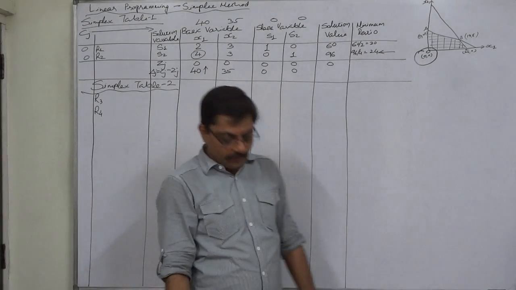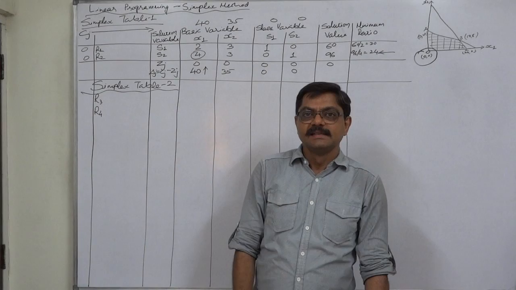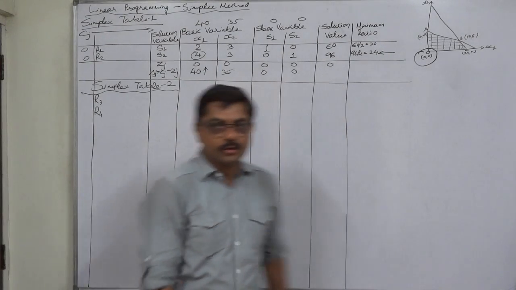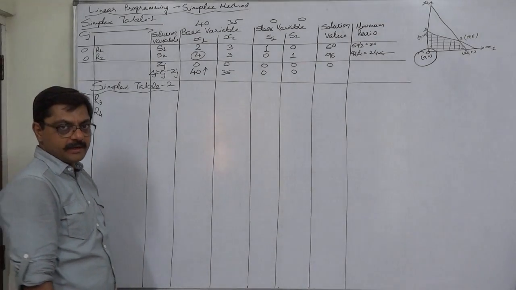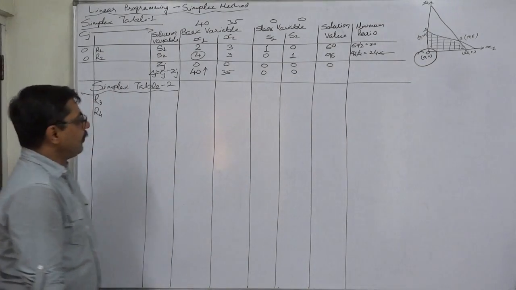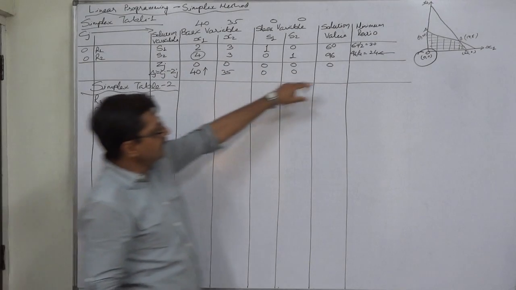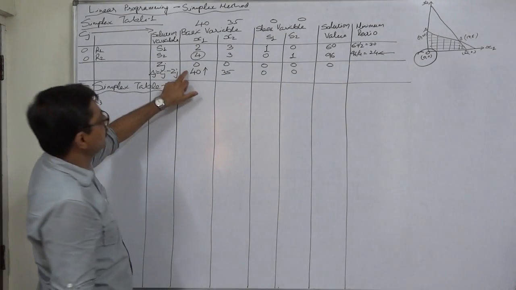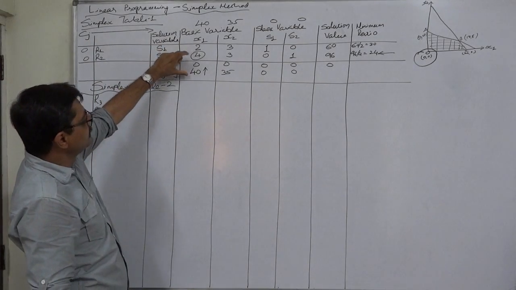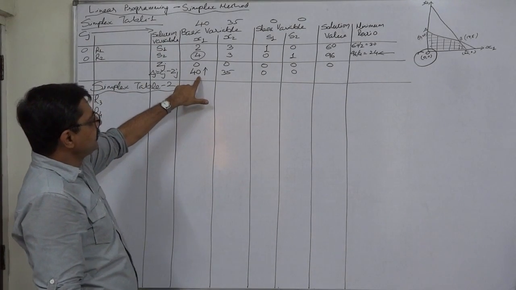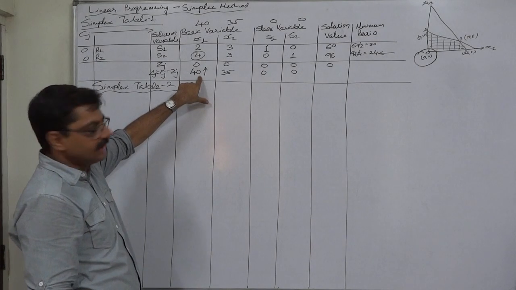Hello friends, now we are going to prepare simplex table number 2 from simplex table number 1, which we have already prepared in the previous lecture. As we have calculated, we determine the key column. For a maximization objective, the column with the highest delta J value is selected.